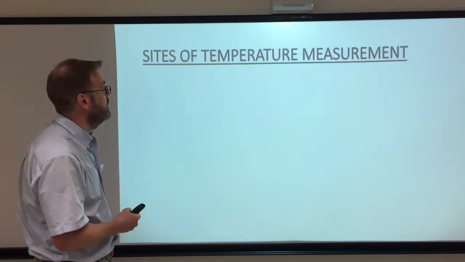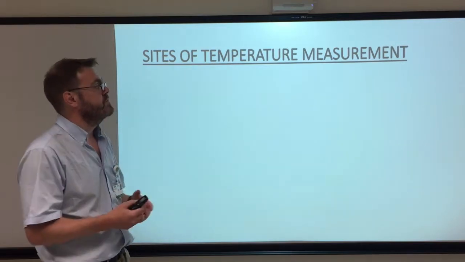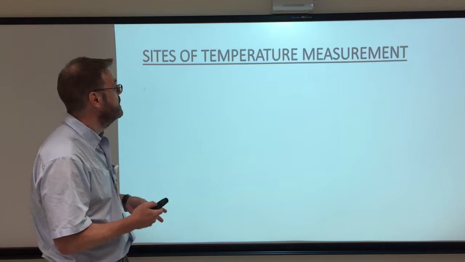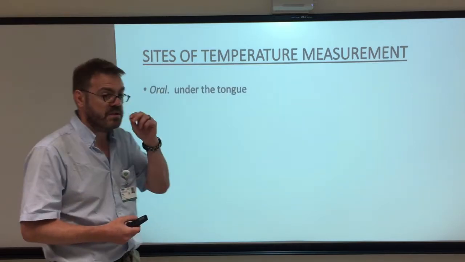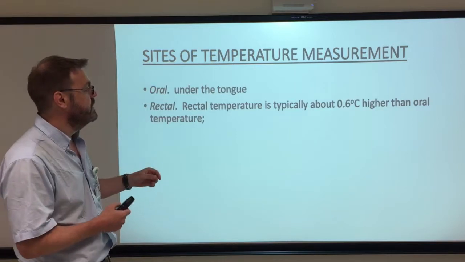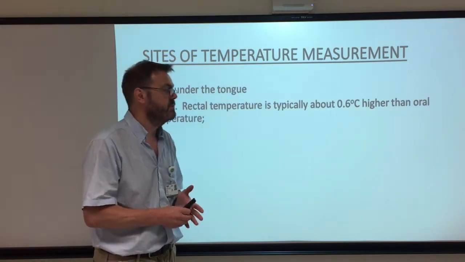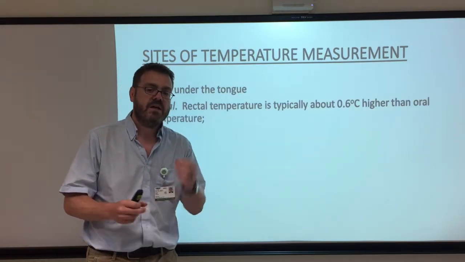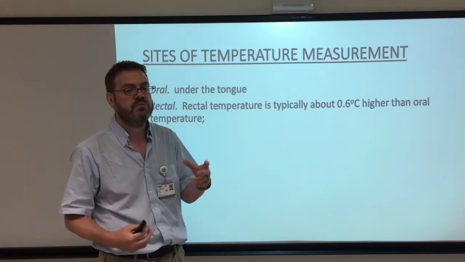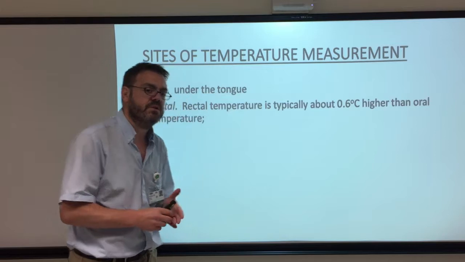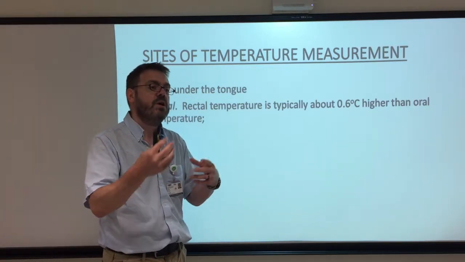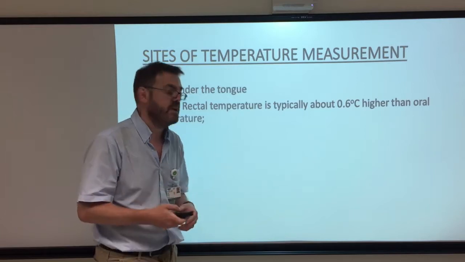And so here we come to sites of temperature measurement, and we'll talk about three: oral, under the tongue, and then you have rectal, and this typically is about 0.6 degrees higher than under the tongue, and so this shows already how you can have fluctuations in the different sites of measurement, which shows that your core is not totally fixed.